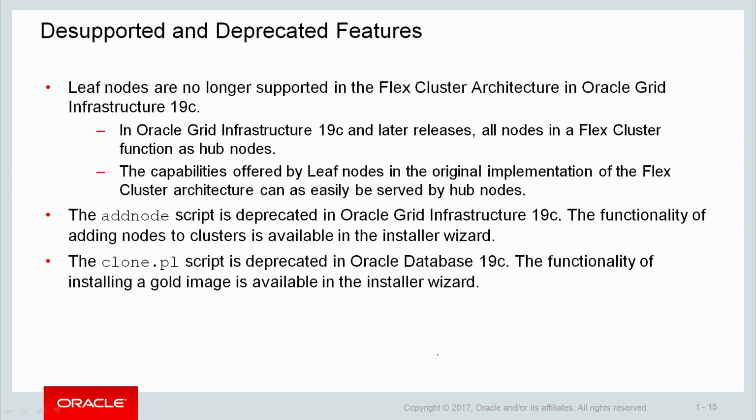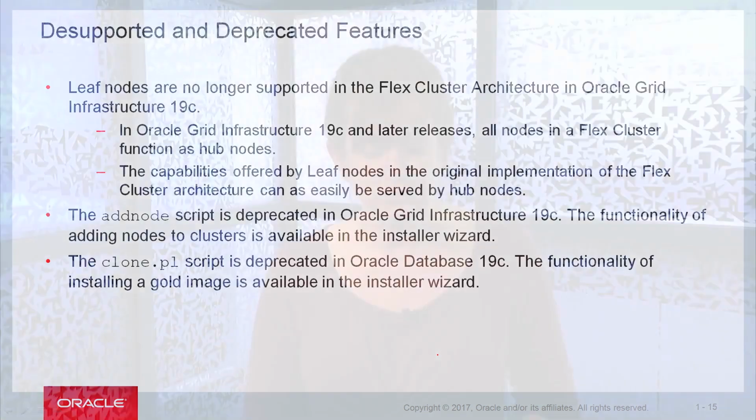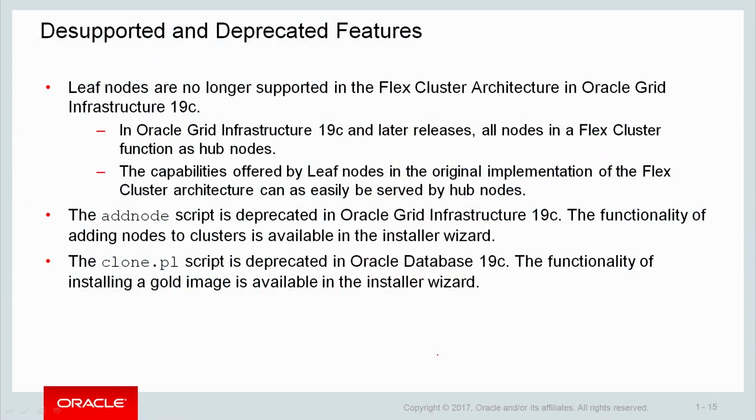The addnode script, which was traditionally used to add a new node into your cluster, is deprecated in Oracle Grid Infrastructure 19c. The functionality of adding nodes to the cluster is available in the new installation wizard. That's the gridSetup.sh, which was first introduced in 12c R2.